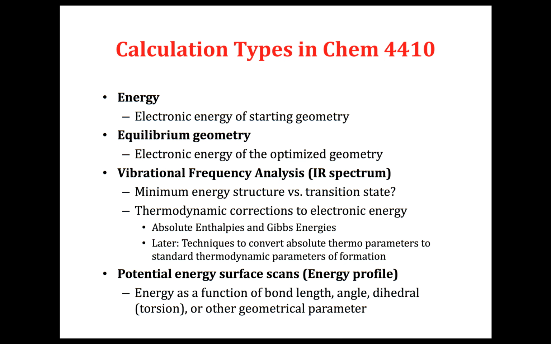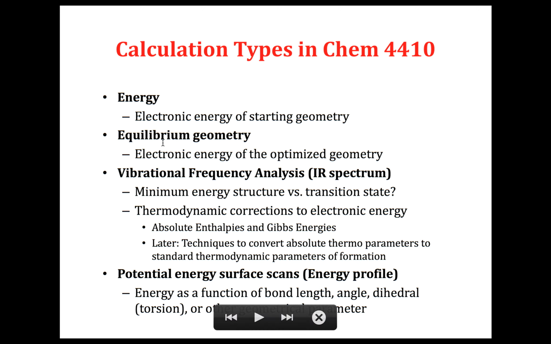Calculation types we do in 4410, we can do energy calculations. Day 3 of our activity, we'll be doing some calculations on methane, where we're going to be trying to remove an electron. We'll do that just by changing the charge to plus. So we'll look at methane with a positive charge, having lost an electron. We'll compare some calculations where we don't allow the geometry to change. In that case, that's an energy calculation. If you start with the structure of a molecule and you don't want that geometry to change, then we want to choose an energy or a single point calculation.